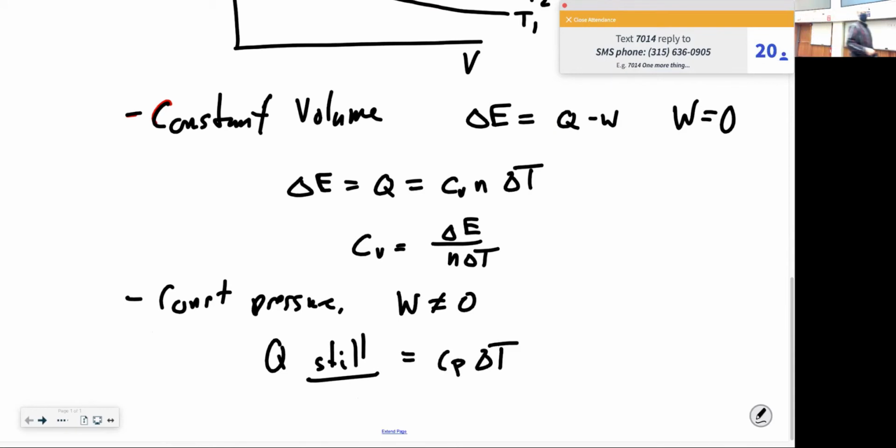How is that possible? We know that the Q is going to be different in going from one to the other. It has to be. Delta E is the same, but W is changed, so Q must be different also. We know that delta T is the same. It must be true that CP is different than CV. They must be different physical quantities. That's the only way to make this make sense. The specific heat at constant pressure must not be the same as the specific heat at constant volume.